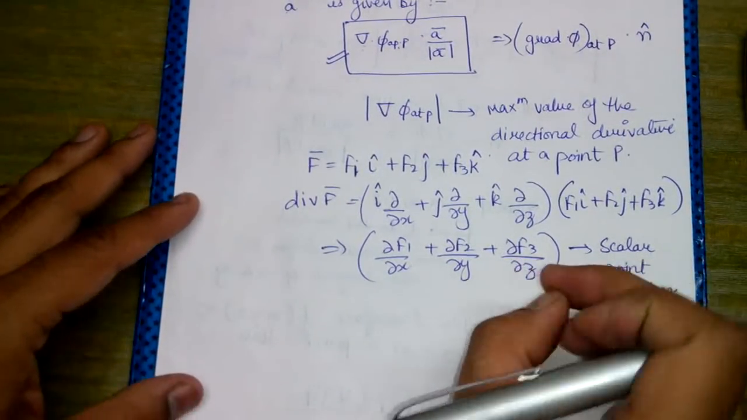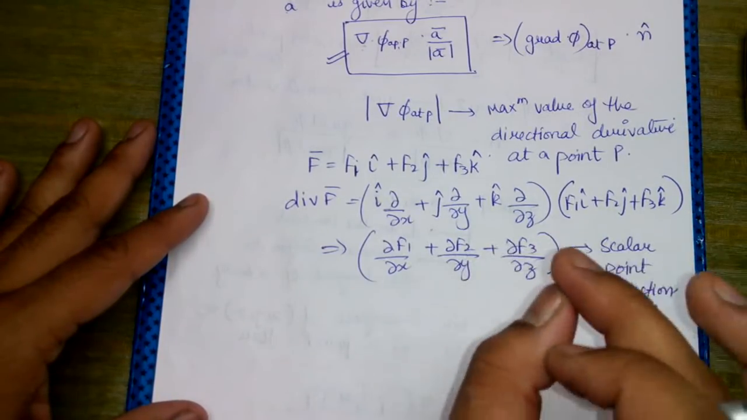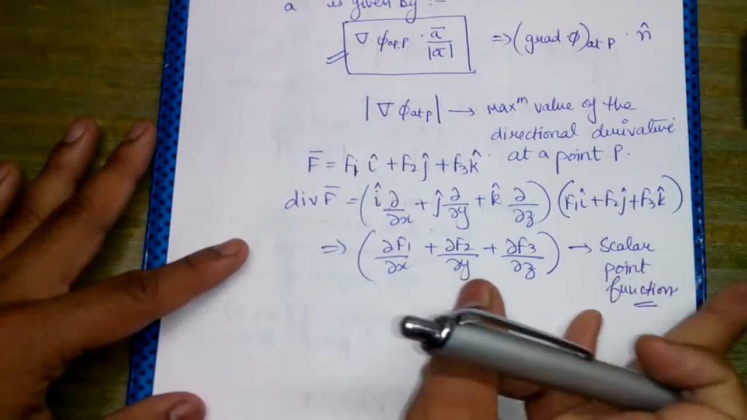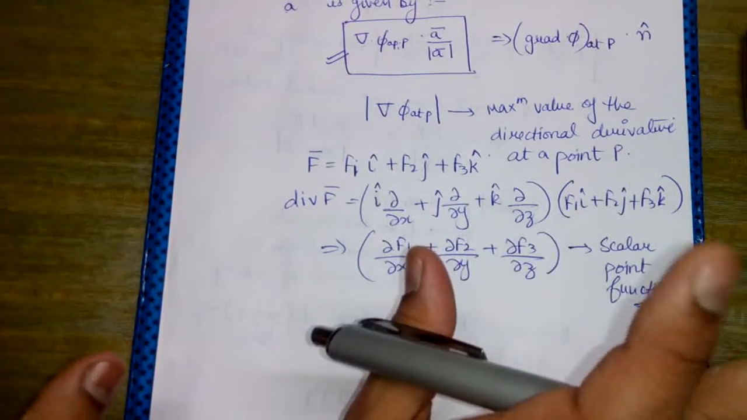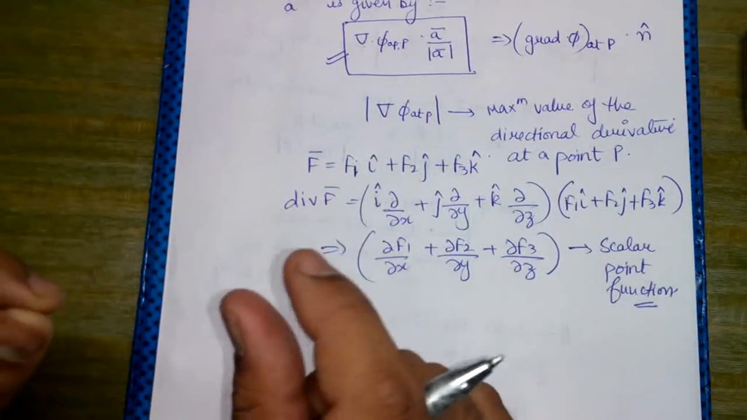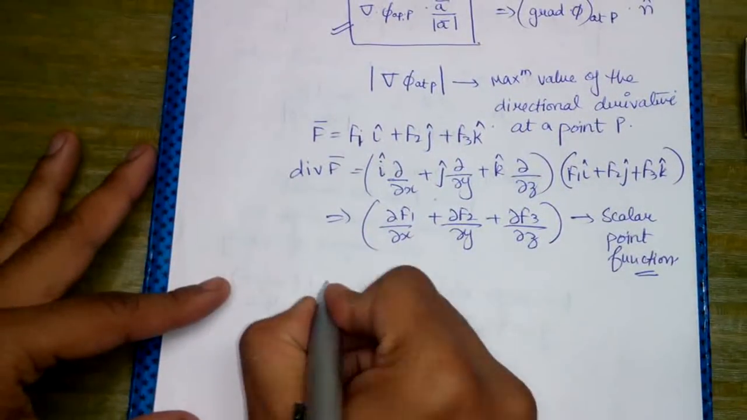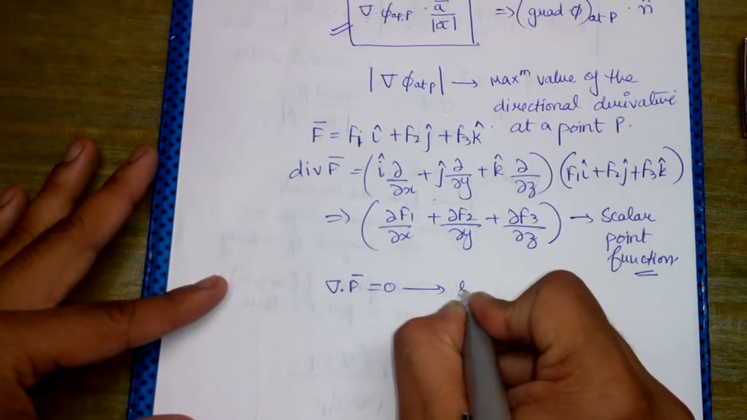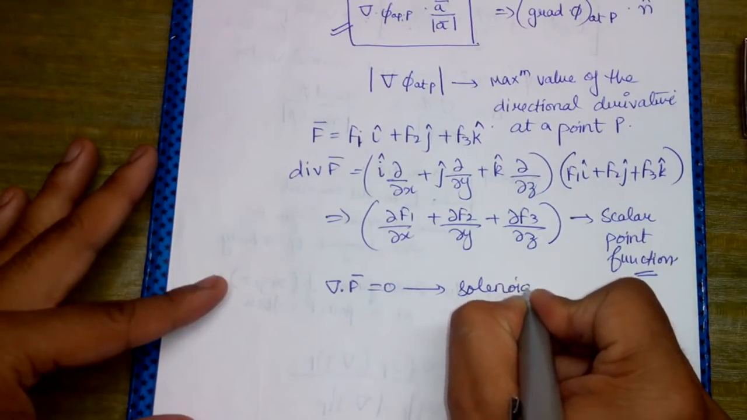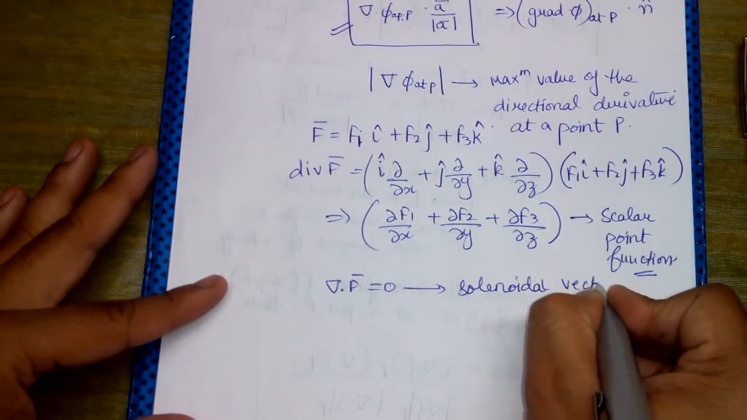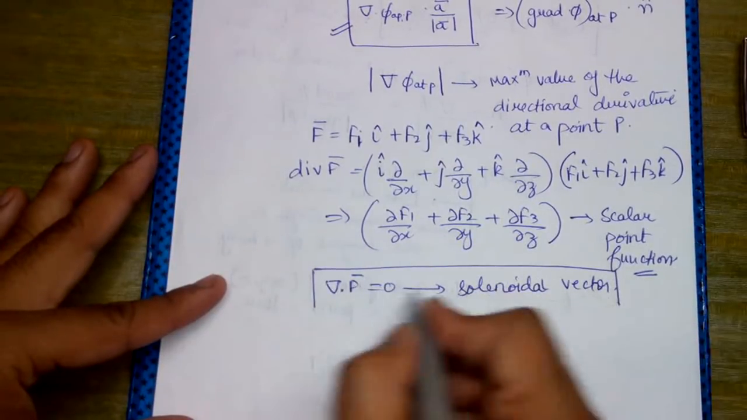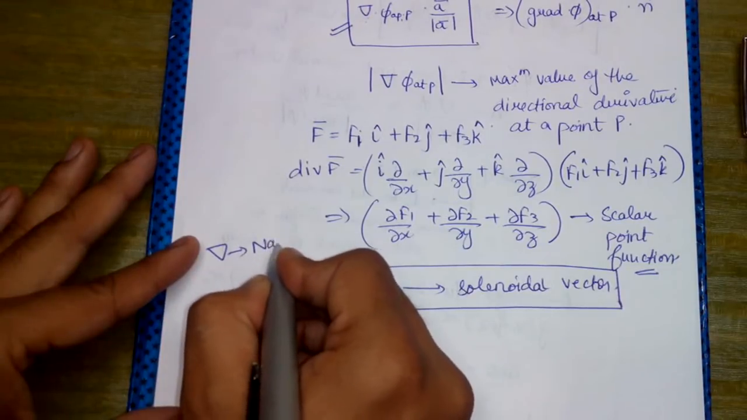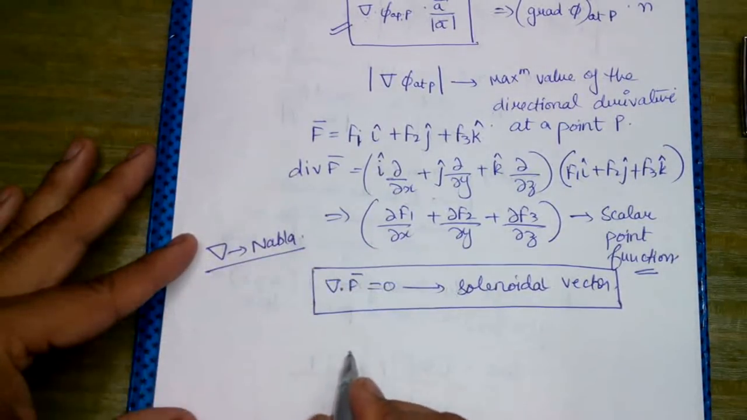Okay, and the divergence of a magnet is positive at the north pole, and the divergence of a magnet at the south pole is negative. Why? Because north pole is actually acting as a source here. So if nabla dot f is equal to zero, then f is called the solenoidal vector. It is called the solenoidal vector if nabla dot f is equal to zero. This inverted triangle is called nabla.